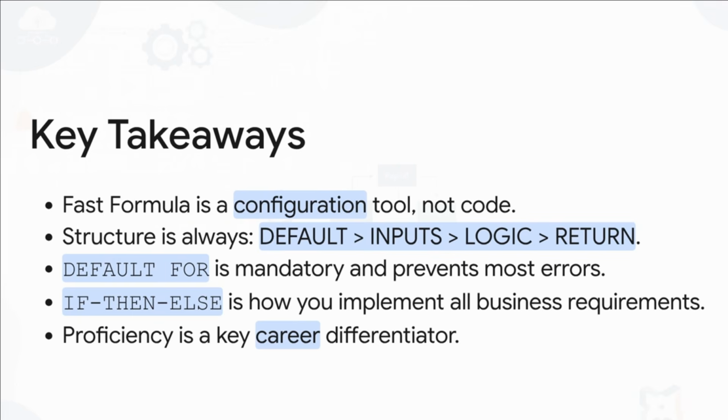First, Fast Formula is a configuration tool, it's not code. Second, always stick to that 4-step structure. Default, inputs, logic, return. Third, default for is absolutely mandatory. It will prevent most of your errors. And finally, remember that all business rules just boil down to if-then-else logic.